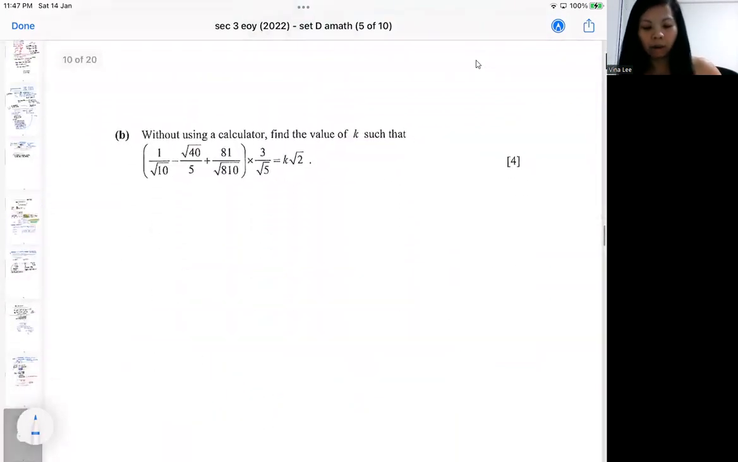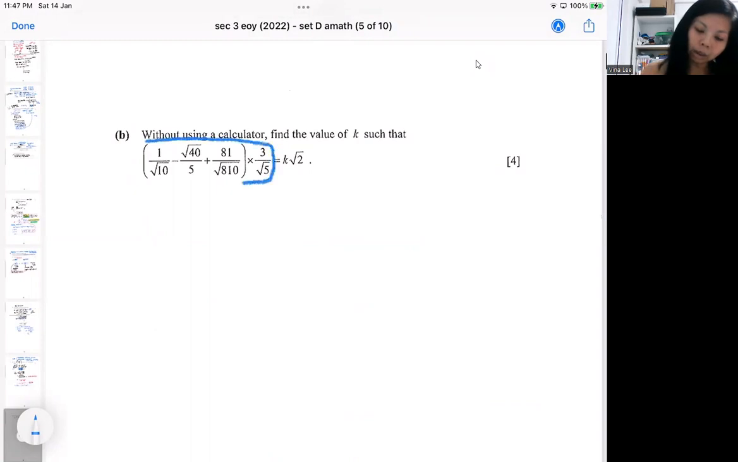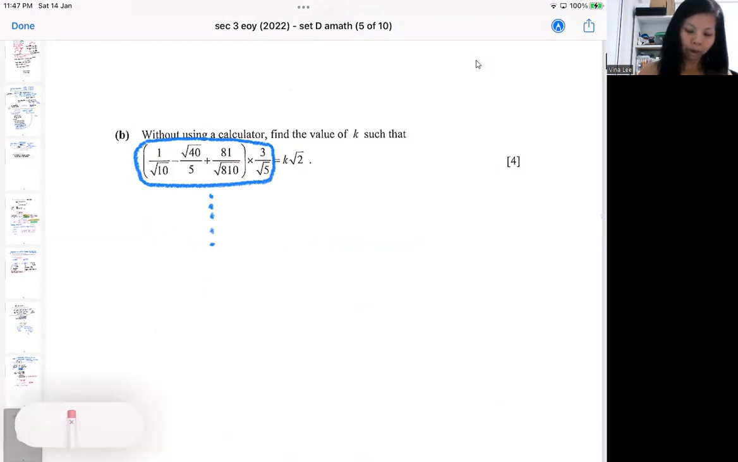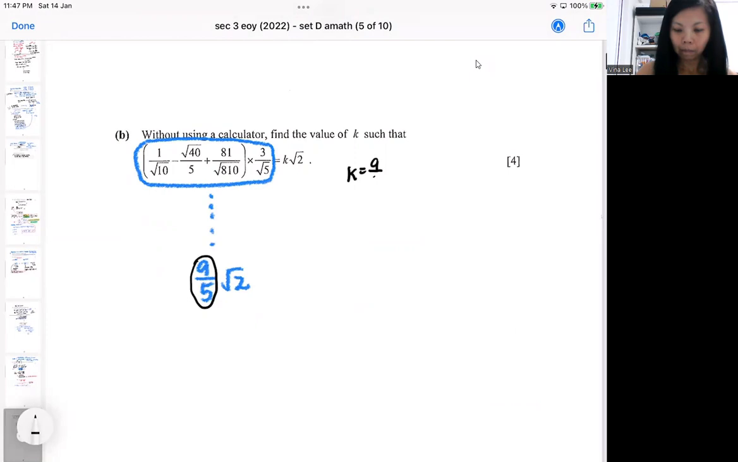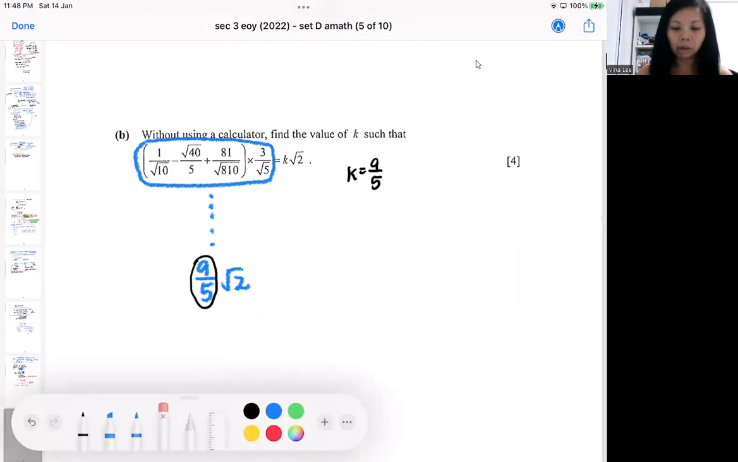Part B looks very complex. Your job is to find the value K, meaning you actually got to reduce the whole thing successfully until you get something like a number with K. I will tell you the answer first. My answer will be something like this. That will be my K. But how are you going to reduce such a big thing?